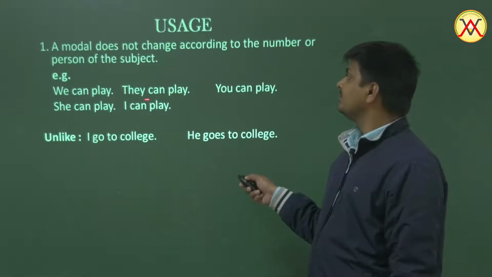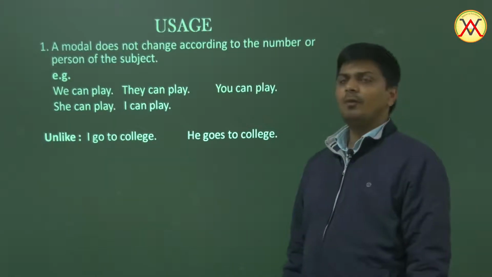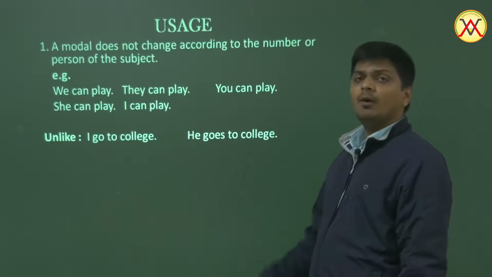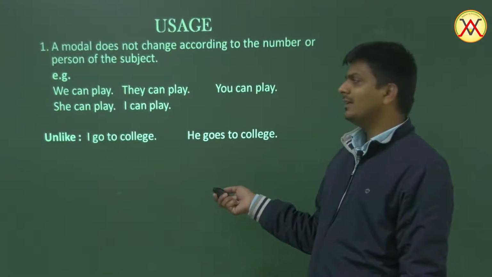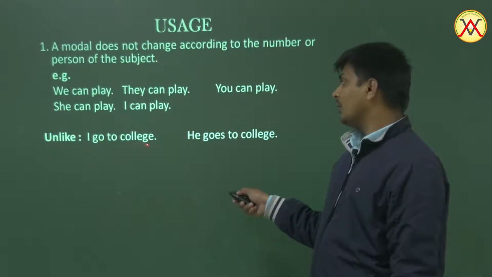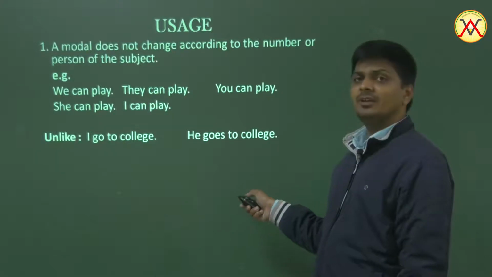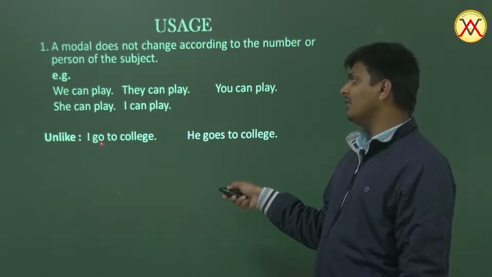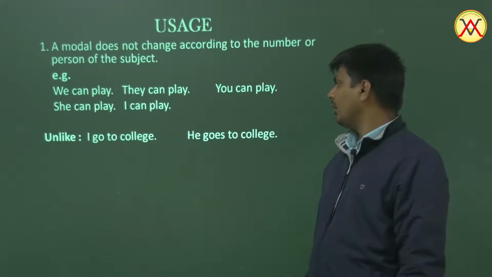We can play, they can play, you can play, she can play, I can play. We is plural, then we have can, and she is singular, still we have can. We don't need to say she cans play. Unlike I go to college, he goes to college. So here we are changing. This is simple present tense and we are changing it according to the subjects. Here the subject I will take go, but this singular subject he will take what? Goes.